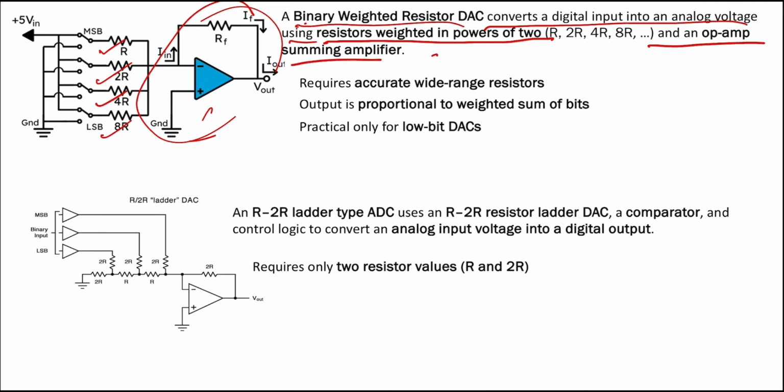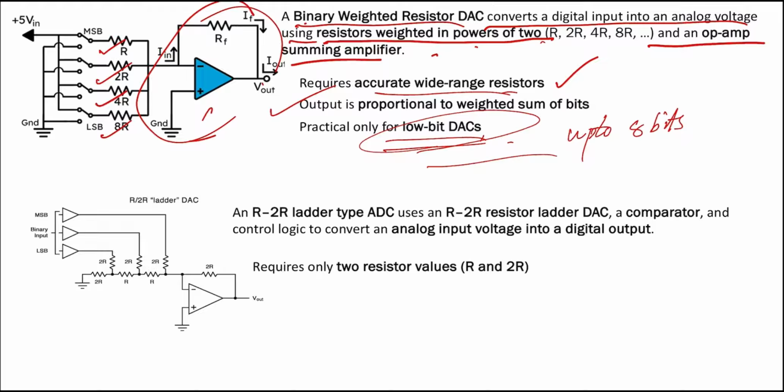Here we have to know two or three points regarding binary weighted resistors. The first is that it requires an accurate, wide range of resistors, since the weighted resistors are in powers of 2. Also, the output will be proportional to the weighted sum of the input bits. Practically it is used for low bit DACs, up to approximately 8 bits, because we require a wide range of resistors. That's the reason we usually use this for low bit DACs.